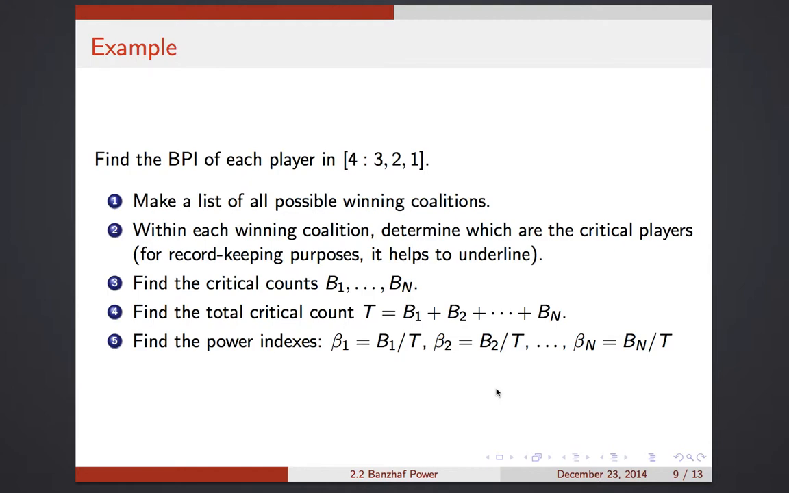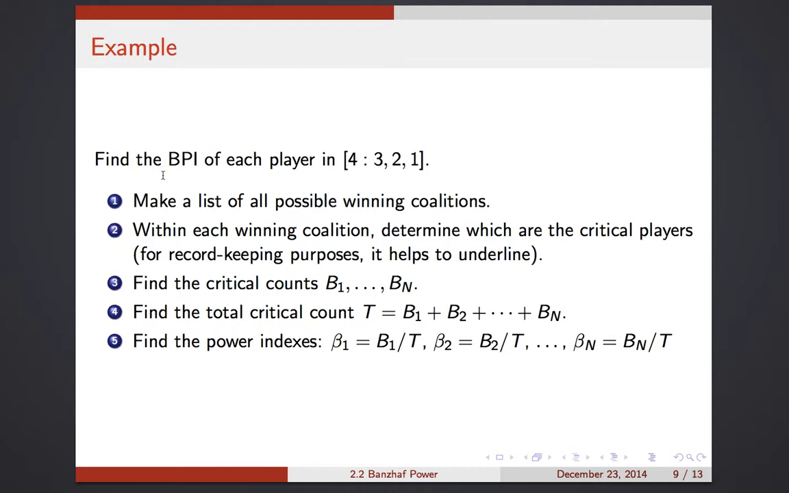The idea here is that T is sort of the total power inside of the system, and when you're doing B1 divided by T, B2 divided by T, etc., you're dividing that power up amongst the players. So B1 divided by T is the fraction of power that player 1 has. B2 over T is the fraction of power that player 2 has, etc.